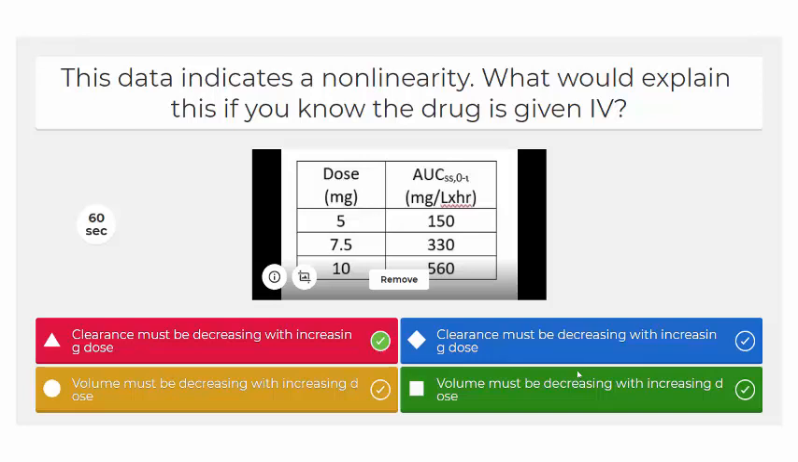Hello, this is our second series of slides on nonlinearity where we did the Kahoot quizzes. So I'm going to go through this next section. This is, I think, the same data from the earlier one.